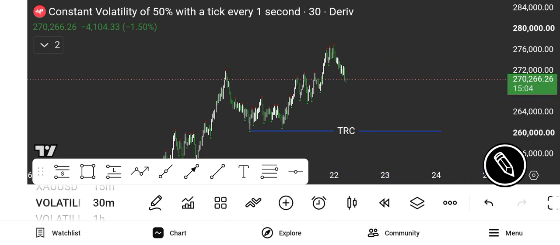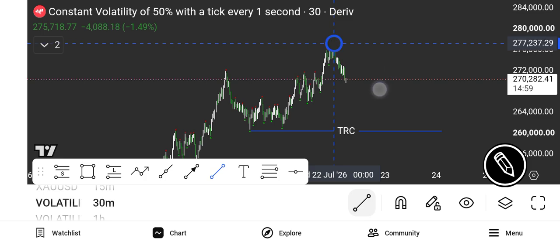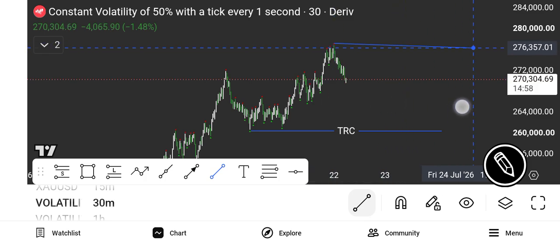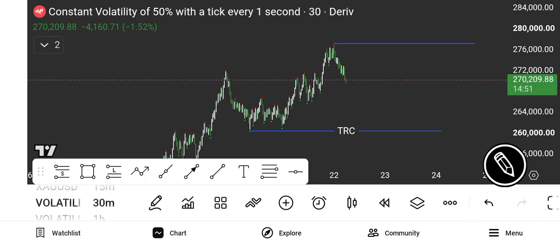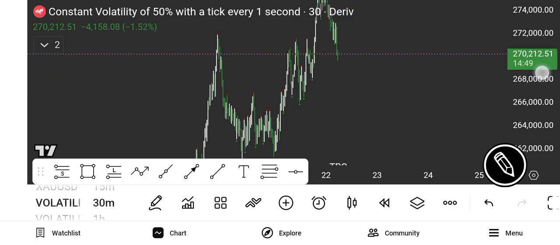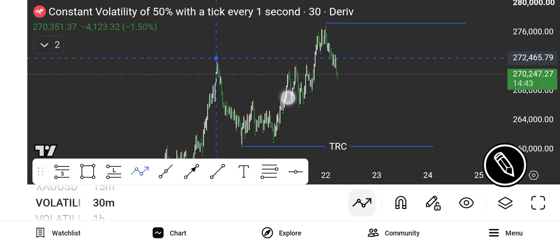Then here would be where I expect price to go to. We can call this our draw on liquidity or our target. That would be my target, where I expect price to go to and violate. Now, where am I looking to join this price action to the top? My expectation is like this.